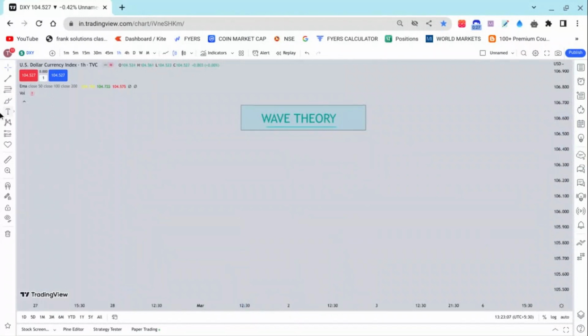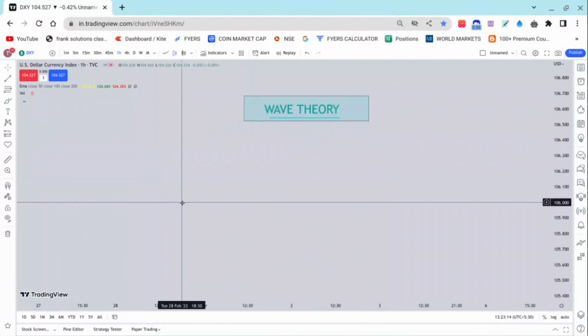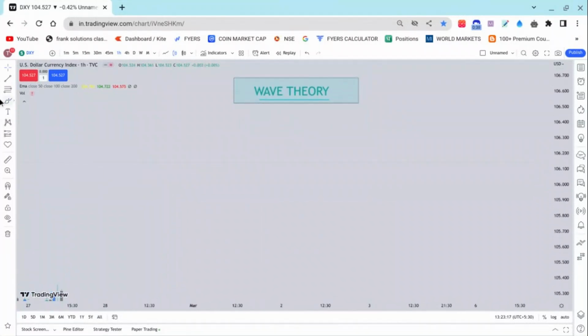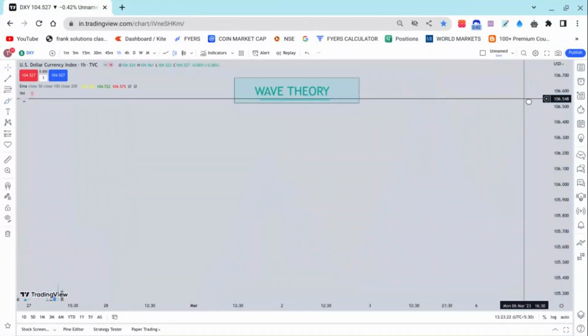So wave theory is fully called Elliott wave theory. Elliott was a scientist who gave this theory, but we just have to know the practical. So how does it work? These are the structure, these are the lines of the market like this. Lines of the market, we call it a wave.